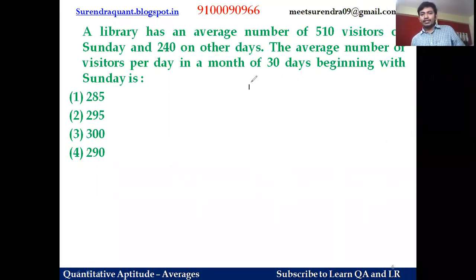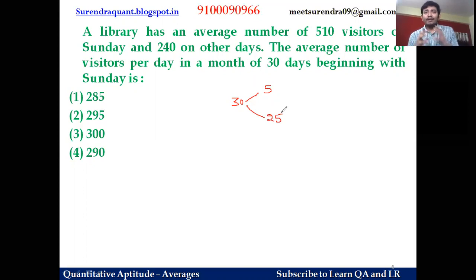So out of 30 days, if a month begins with Sunday, for every 7 days Sunday will come, right? So the next is the 8th day, the 15th day and the 22nd day. And after 7 days, the 29th day also will be a Sunday. That means the number of Sundays will be 5. Generally, a month will have four Sundays. But here, because the month is beginning with a Sunday, the number of Sundays will be 5. So out of 30 days, the number of Sundays are 5 and the number of weekdays are 25.